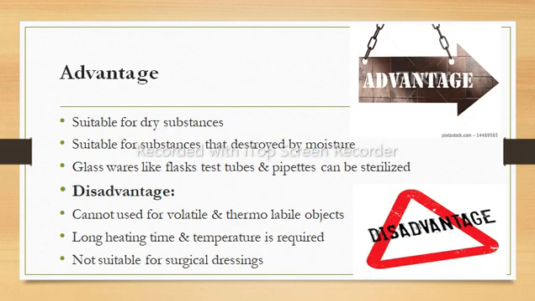Now we have advantages and disadvantages of physical method of sterilization. They are suitable for dry substances, suitable for substances that are destroyed by moisture, and glasswares like flask, test tubes and pipette can be sterilized through dry heat sterilization or physical method of sterilization. The disadvantage of physical method of sterilization: they cannot be used for volatile and thermolabile objects. Long heating time and temperature is required for this process. Also not suitable for surgical dressings or plastic substances.